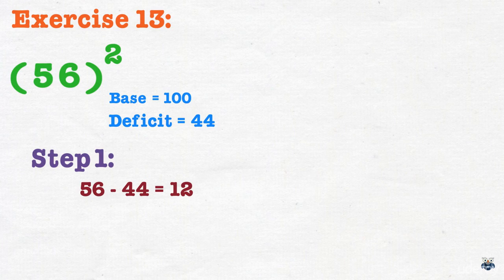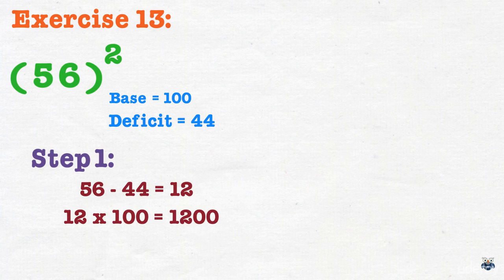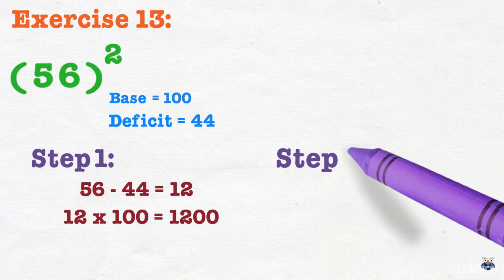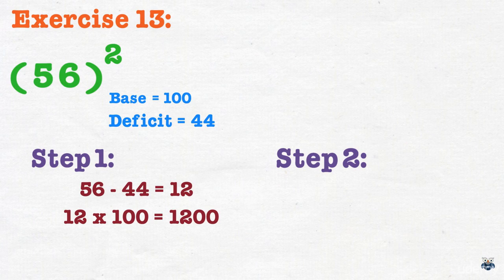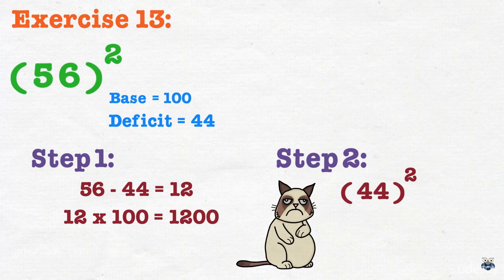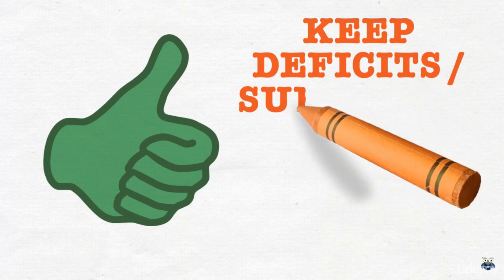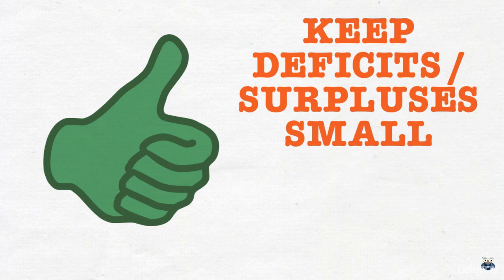We then multiply this result with our base. So far so good. We then need to square our deficit, which is 44. So what is 44 times 44? That isn't easy, right? So, as a rule of thumb, when you're using this method, ensure that the deficits and surpluses are small enough so that you can square them mentally.